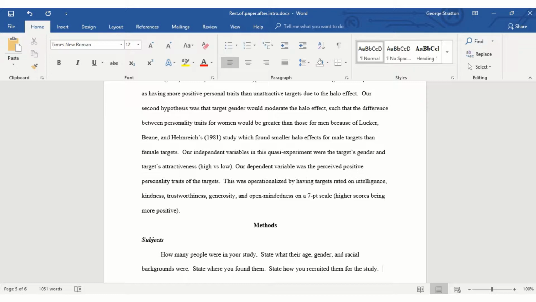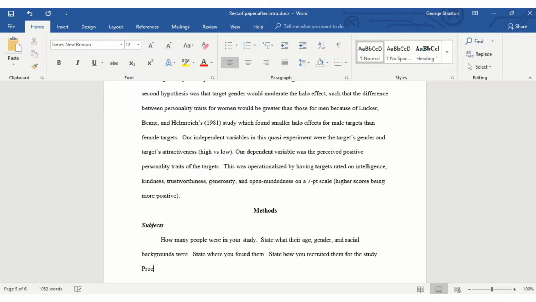We did not offer pay for our study and instead just approached people and asked them if they would fill out a short survey for a class study. So you're stating how many people were in this study, what their age, gender, and racial backgrounds were, where you found them, and how you recruited them for this study.